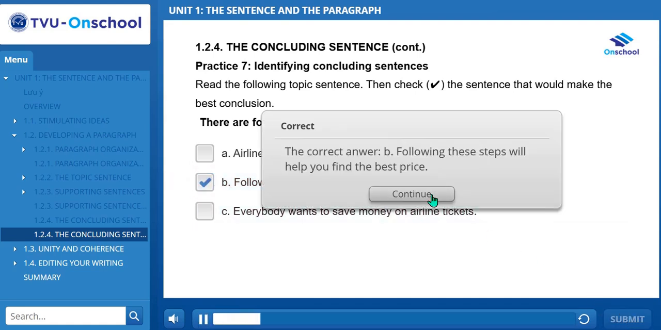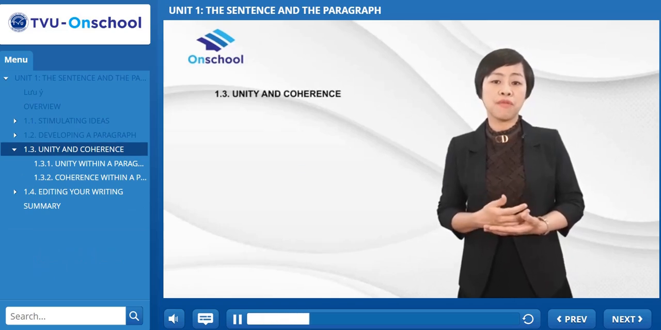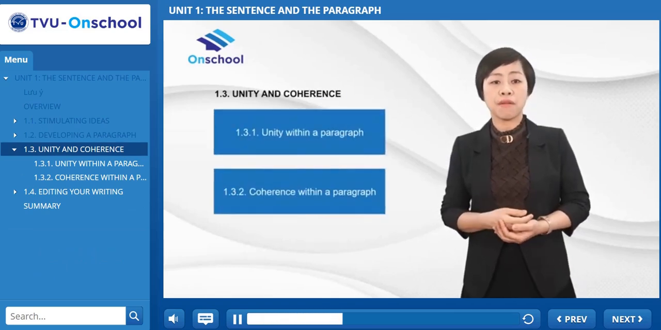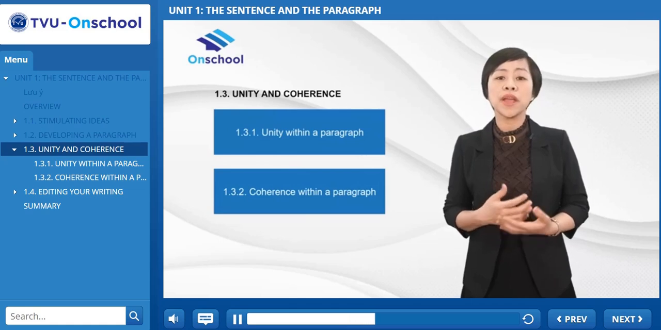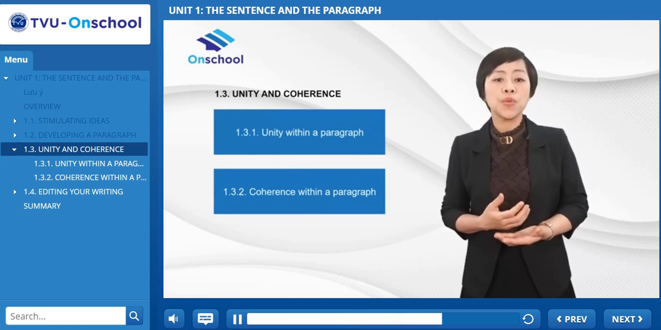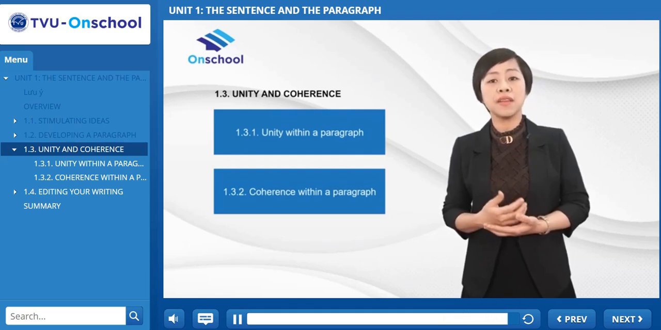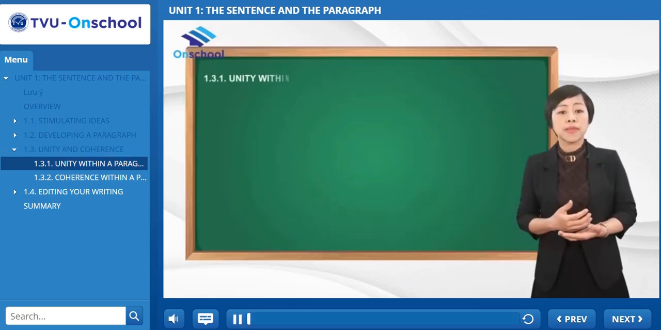The best concluding sentence. So, we have finished the analysis of paragraph format and parts of a paragraph. We are now studying what can make a good paragraph. This part of the lesson will show you that a good paragraph should have unity and coherence. Firstly, a paragraph must have unity.